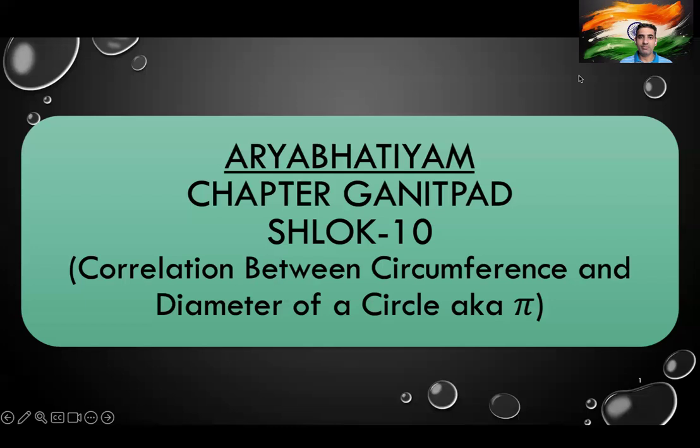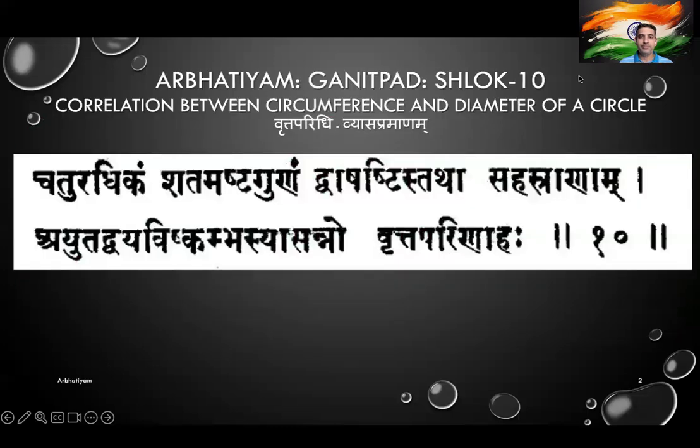Let us talk about it. So, this shlok's summary, which they have given in the book, is Vritta Paridhi Vyasa Pramanam. Vritta means circle, Paridhi means circumference, Vyas means diameter, and Pramanam means proof. So the proof of the relation between a circle's circumference and its diameter is given in this shlok.